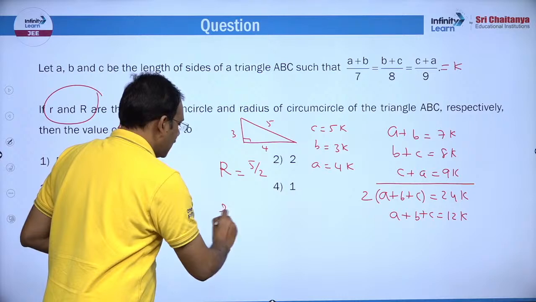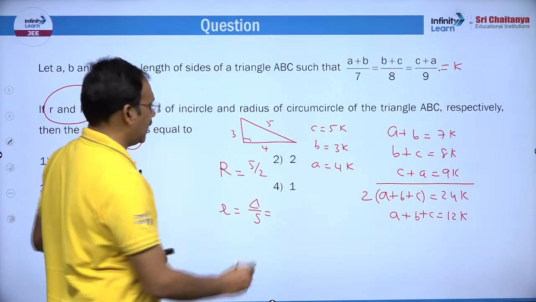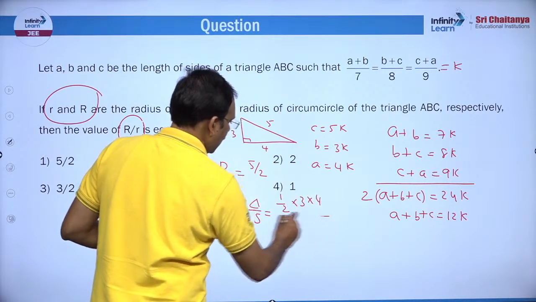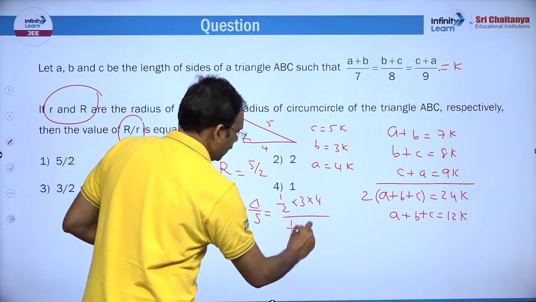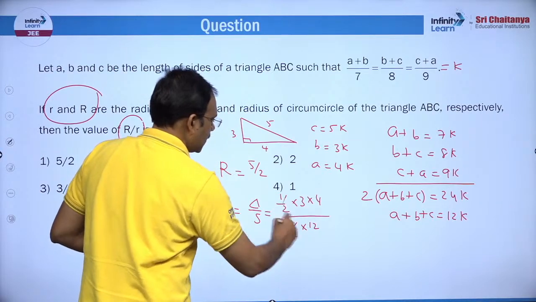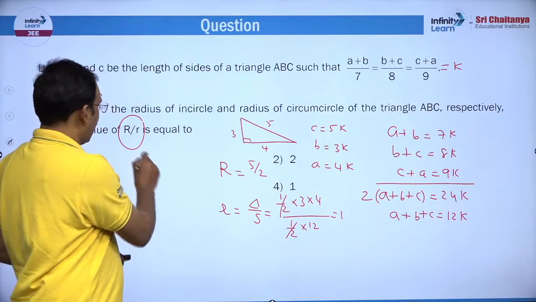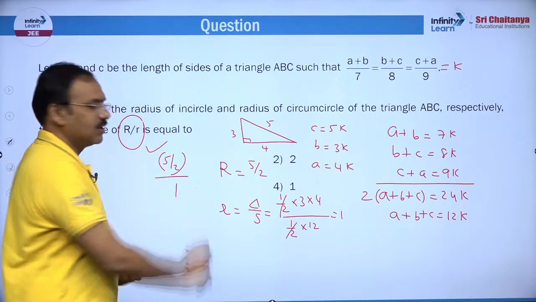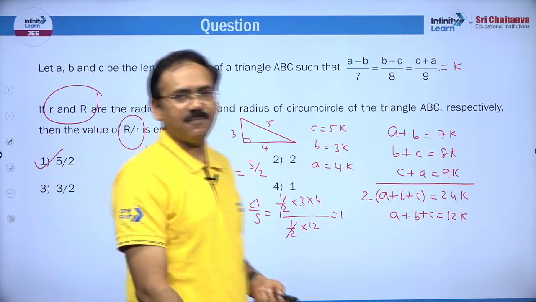and inradius r is equal to delta by s. You know, since it is a right angle triangle, delta is half into base into height, s is semi perimeter, half of 12, right. You can say small r is 1. So now capital R by small r, you see 5 by 2 by 1. So the answer is 5 by 2, dear friends. First option is the right answer.